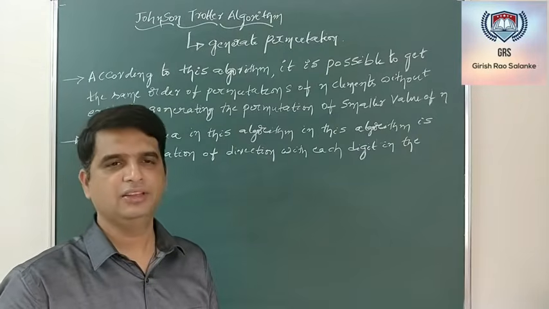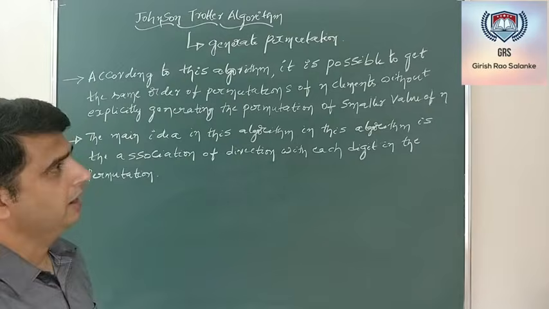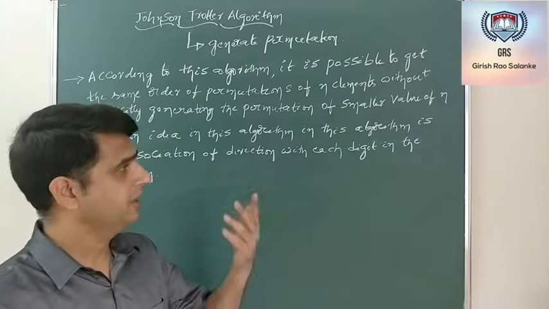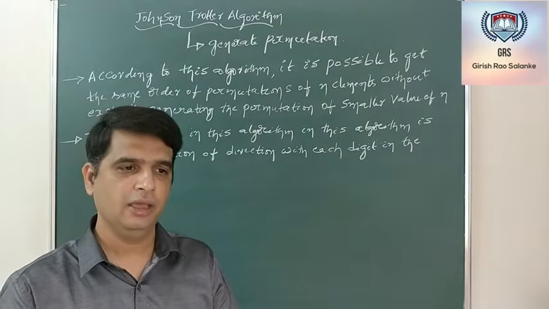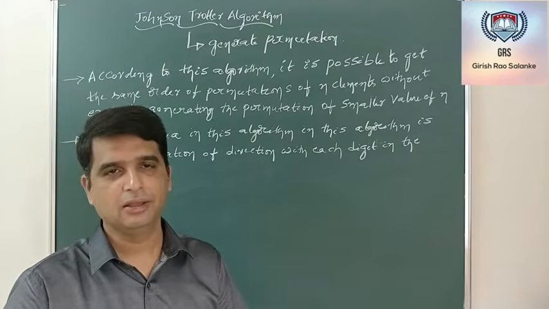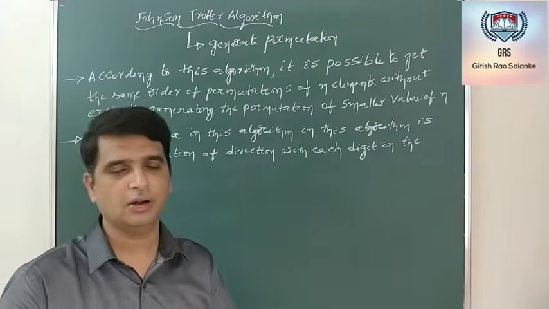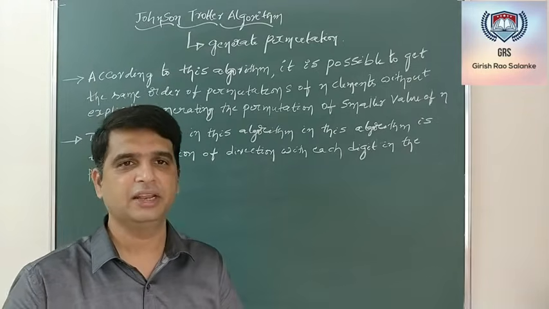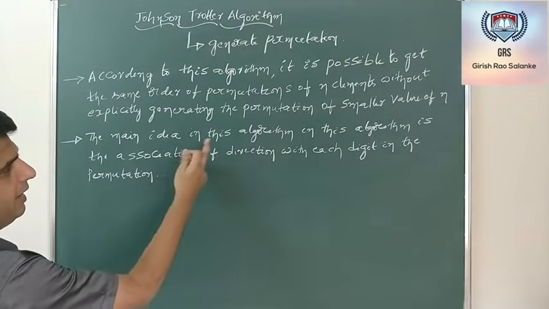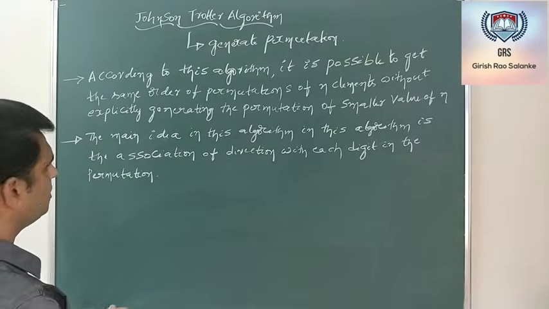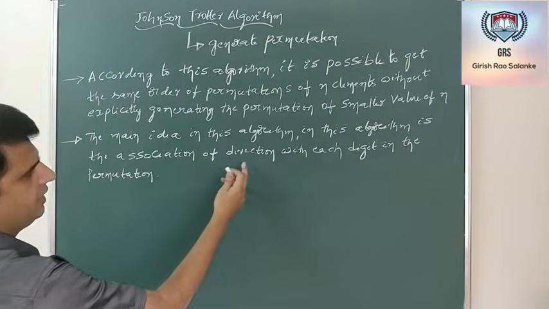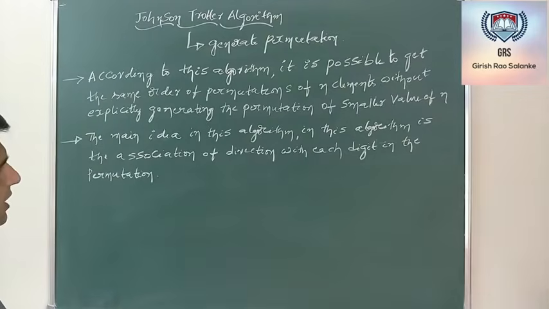Here, in case of the Johnson-Trotter algorithm, note that it is possible to generate the same order of permutation for n objects without generating the permutations for n minus 1 objects as discussed earlier. The main idea in the Johnson-Trotter algorithm is that with each digit in the permutation we associate a direction. So that is what is mentioned here. The main idea in this algorithm is we associate the direction with each digit.